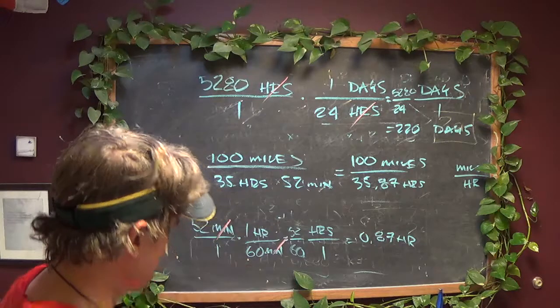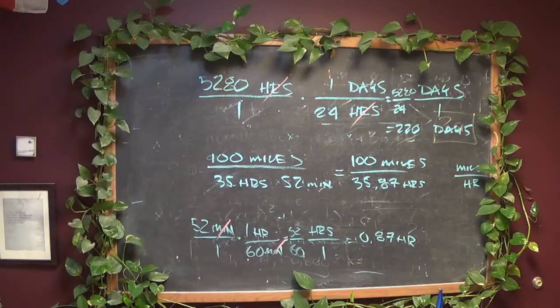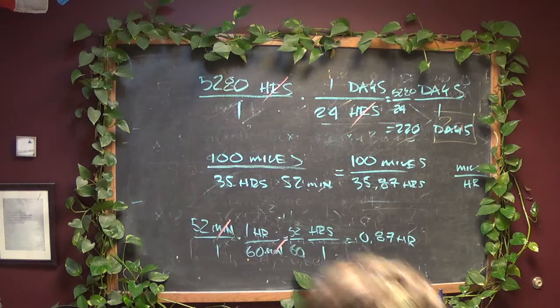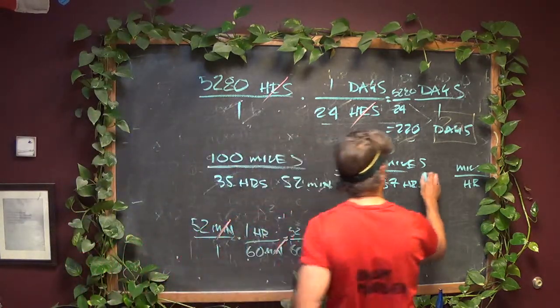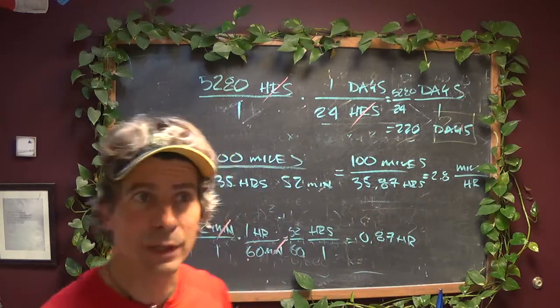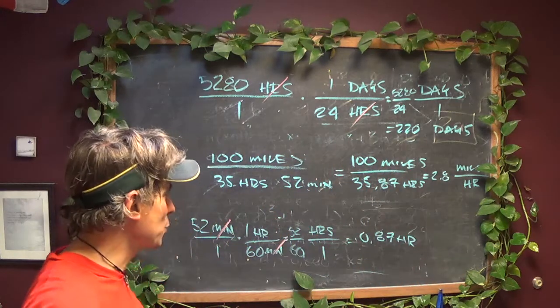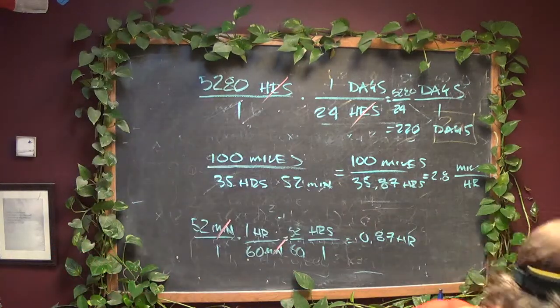All you got to do is do 100 divided by 35.87, which is going to be just under 3. Let's do this. 100 divided by 35.87. Yeah, I'm going to call it 2.8 miles per hour. So that is the speed that Aubrey's friend did his, whatever that was, ultra marathon in. 2.8 miles per hour. There you go. Okay. Now that was the first two.